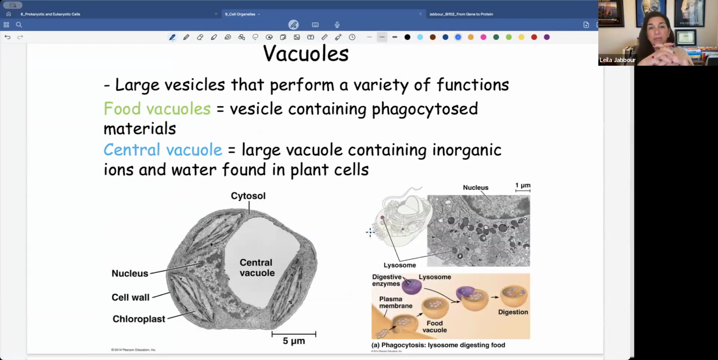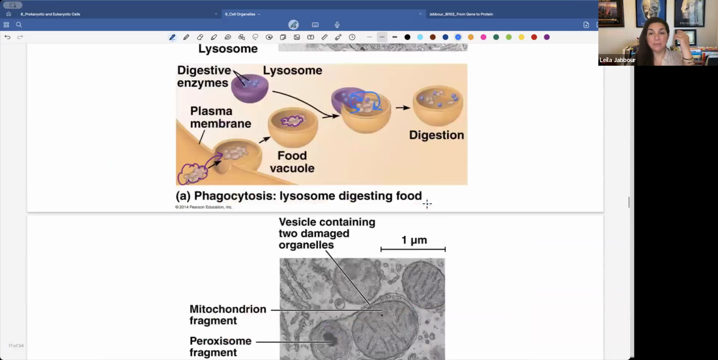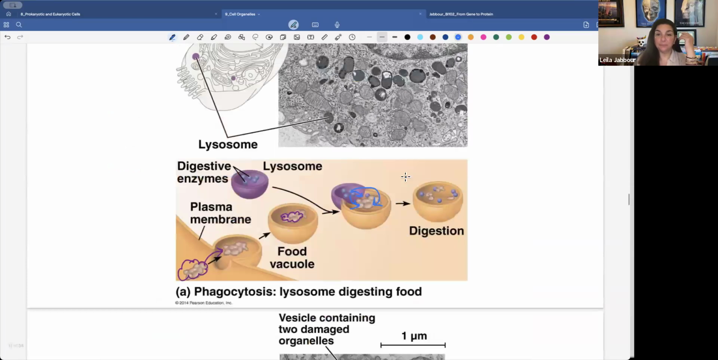Vacuoles. Not every eukaryotic cell will have vacuoles, but everything I mentioned so far, pretty much all the cells have that. The nucleus, the ER, the Golgi, okay. But some cells additionally have vacuoles. It could be food vacuoles or central vacuoles. Food vacuoles are vesicles containing phagocytized materials. So this would be a food vacuole here.